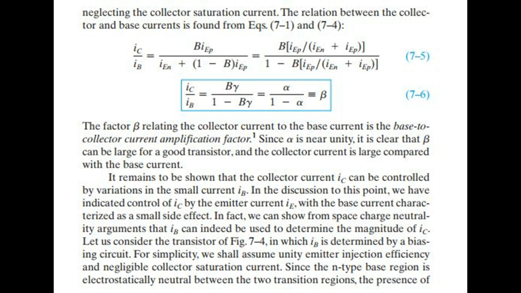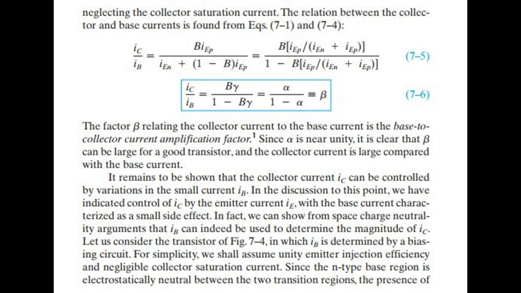Neglecting the collector saturation current, the relation between the collector and base currents is found from Eqs 7.1 and 7.4. The factor β relating the collector current to the base current is the base to collector current amplification factor. Since A is near unity, it is clear that β can be large for a good transistor, and the collector current is large compared with the base current. It remains to be shown that the collector current IC can be controlled by variations in the small current IB. In the discussion to this point, we have indicated control of IC by the emitter current IE, with the base current characterized as a small side effect.